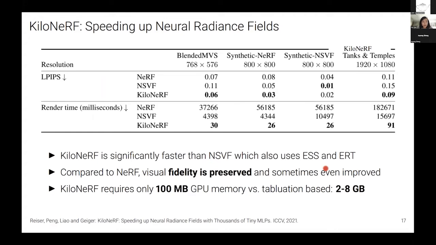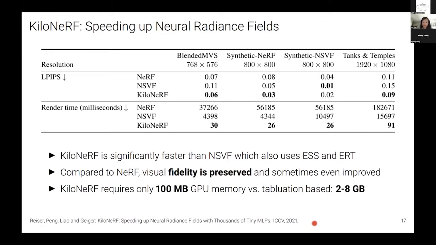Here is a quantitative comparison to the baselines. We show that KiloNeRF is significantly faster than NSVF, which is another baseline that also uses early termination and empty space skipping. Compared to NeRF, the visual fidelity is preserved and sometimes even improved. Another thing worth mentioning is that the memory cost of KiloNeRF is much smaller compared to tabulation-based methods. Actually, at the same conference, ICCV 2021, some other acceleration methods for NeRF were proposed using tabulation.